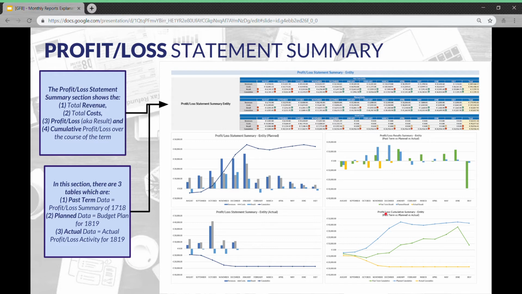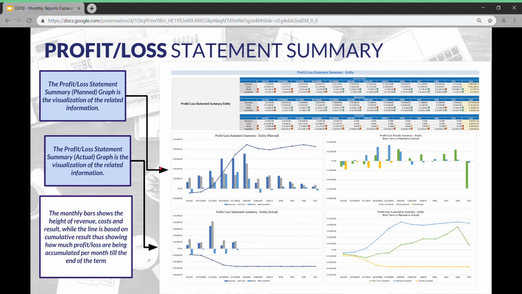Now, profit loss statement summary. The profit loss statement summary shows total revenue, total cost, profit loss, and cumulative. As you can see, this is how they're broken down: revenue, cost, result, cumulative. In this section, there are three tables: past term data, the one on the top; planned data or budget plan of 1819, the one in the middle; and actual data, profit loss, which is what's happening over the term.